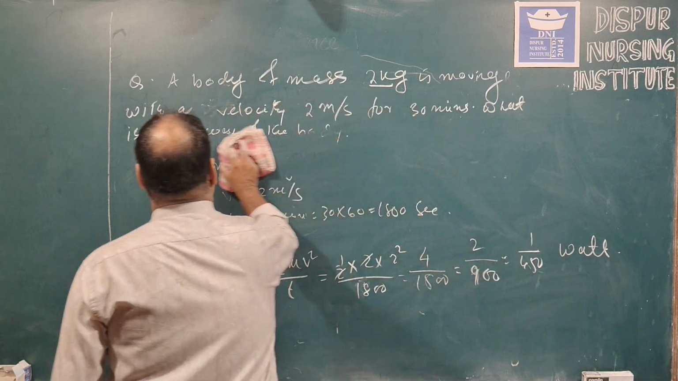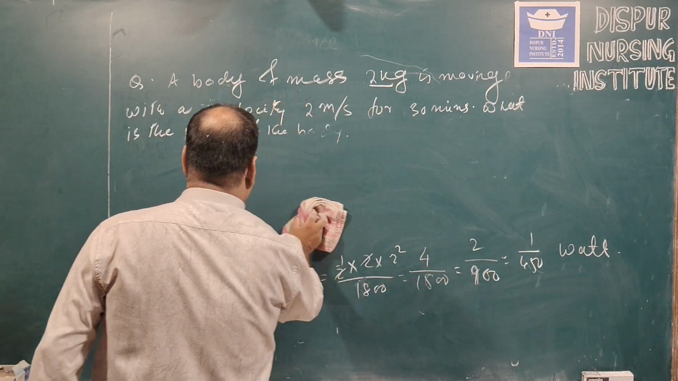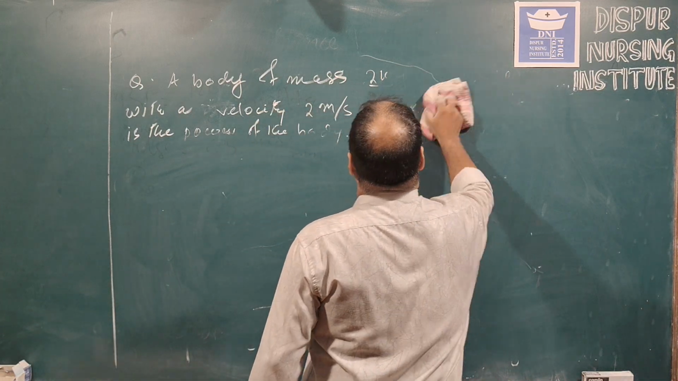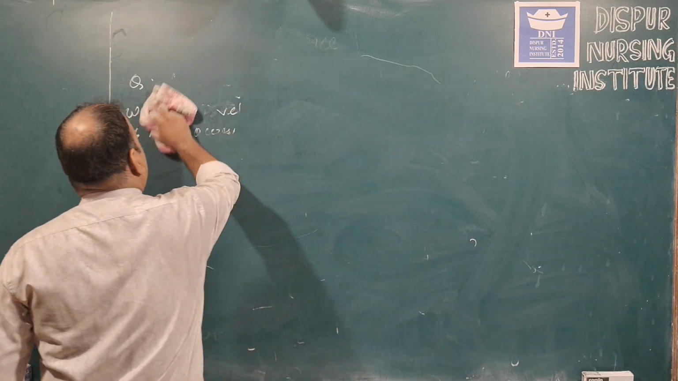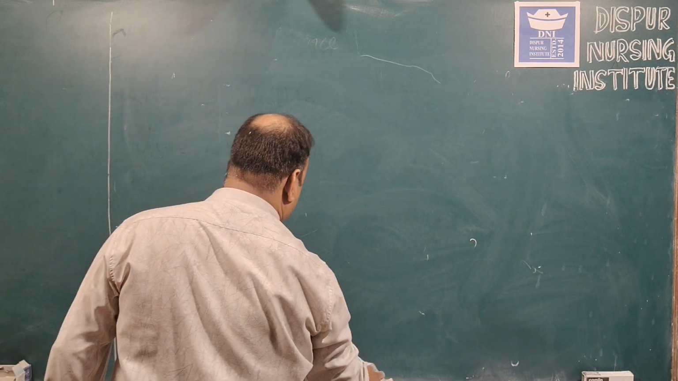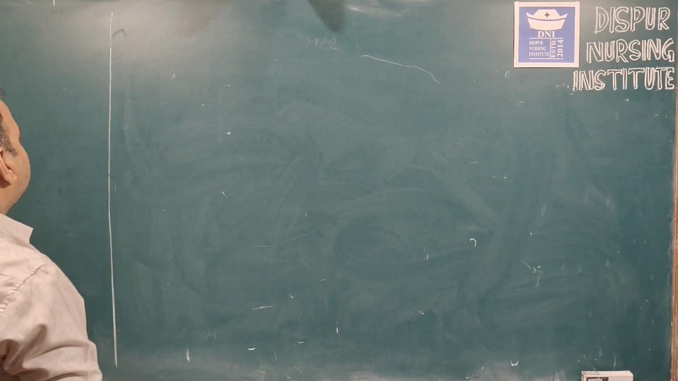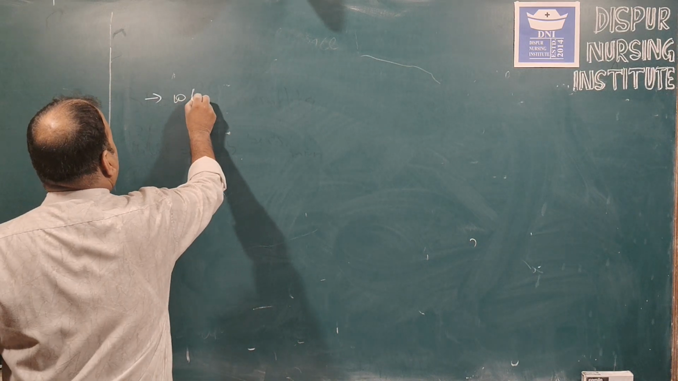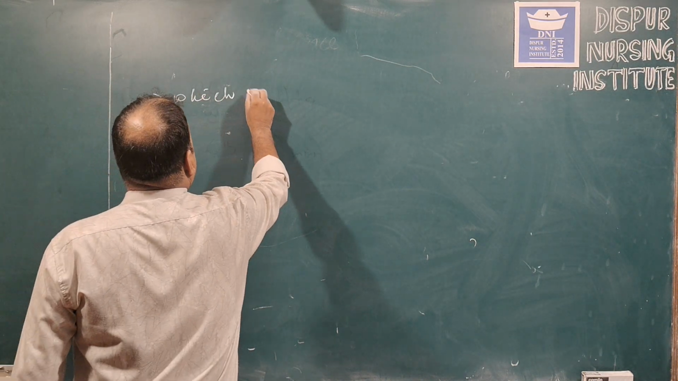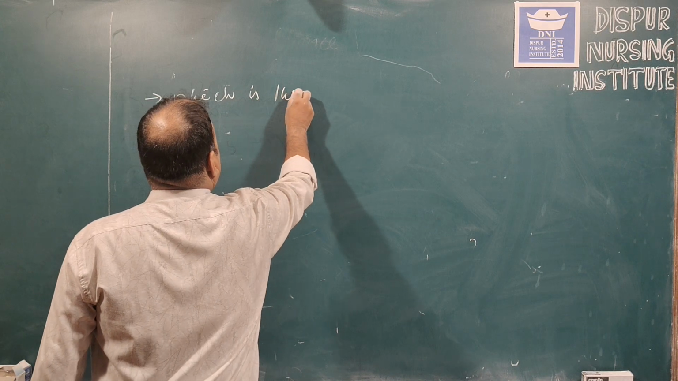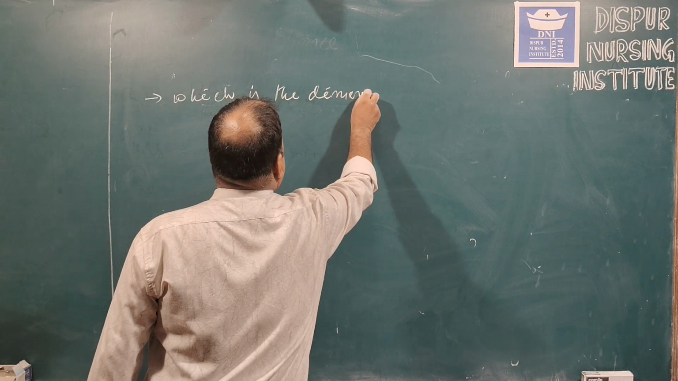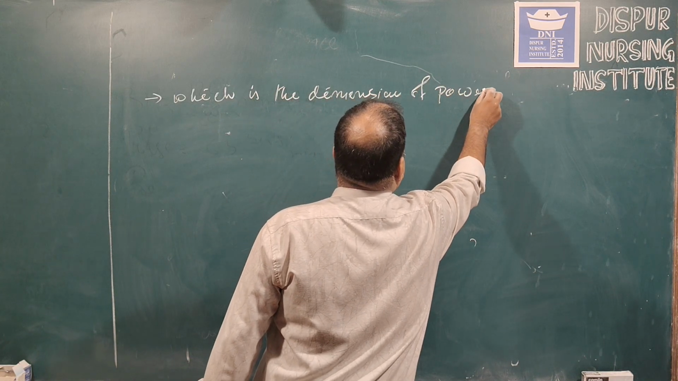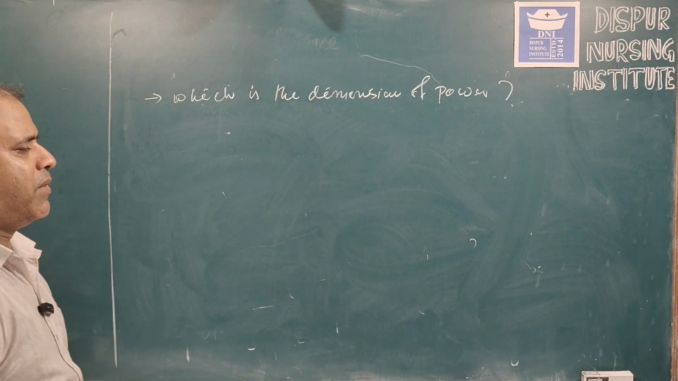Next you see, I have used the term work done as well as power in terms of velocity, in terms of force. Already I have given this formula. Now see next, dimension of power. Which of the following is the dimension of power?